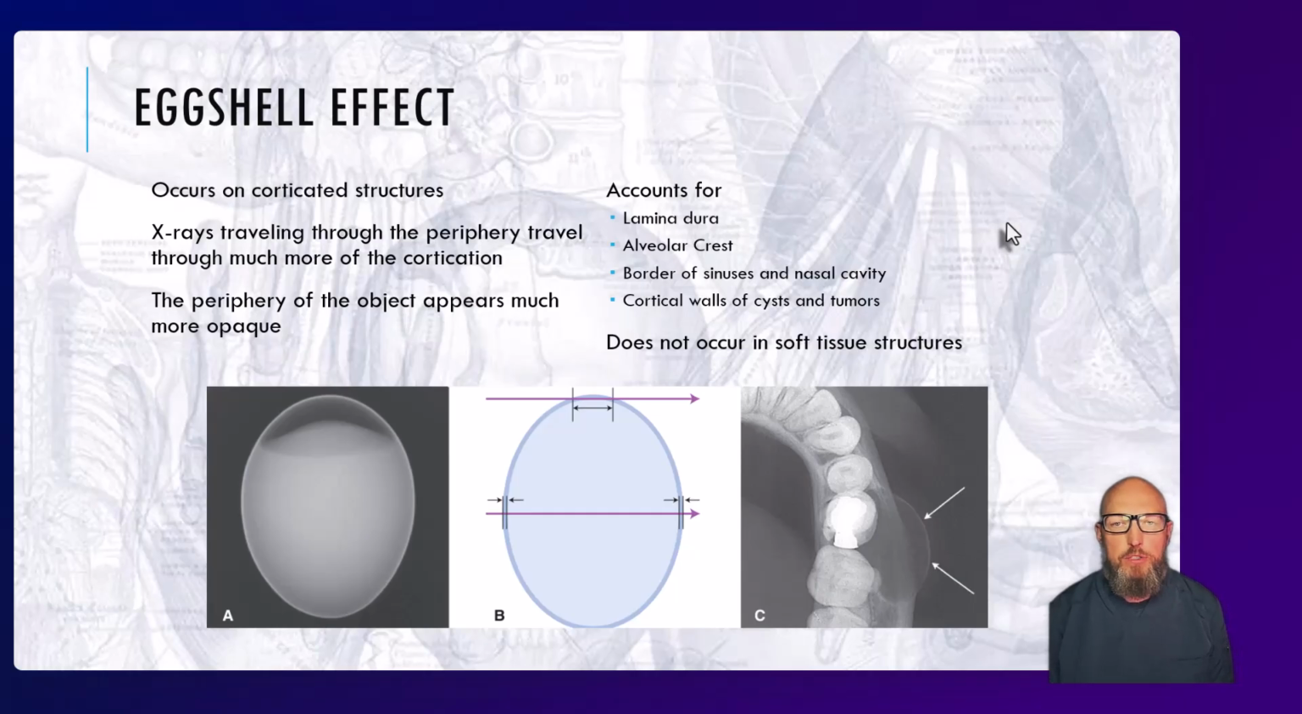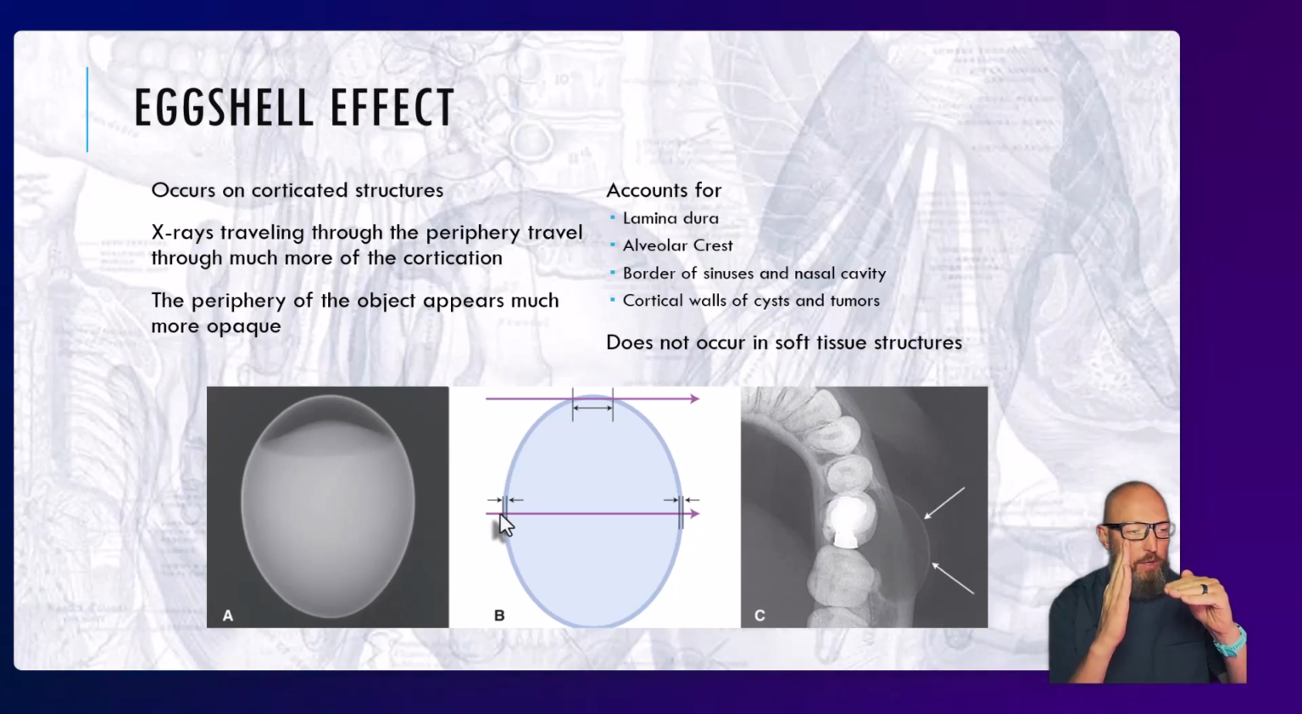This is one of those geometric principles that explains a lot of what you see in radiographs. So this is a radiograph of an actual eggshell. And why does it have this white border around it? Is the eggshell thicker in that spot? Well, no, not really, but this diagram kind of shows it.